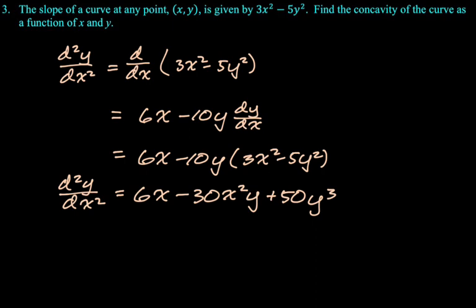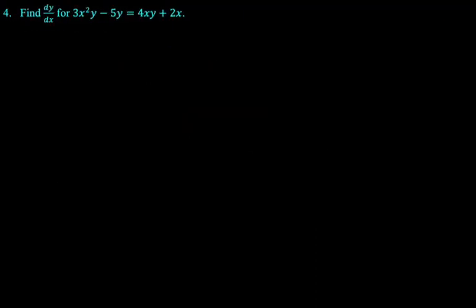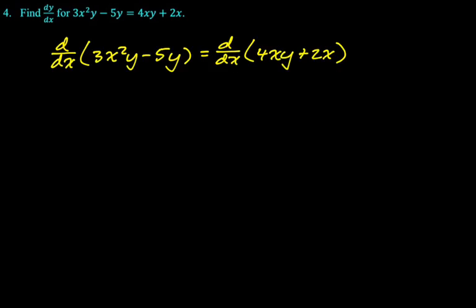All right. Next up, find dy dx for, so this is another implicit problem, 3x squared y minus 5y equals 4xy plus 2x. So we're going to need a couple of product rules, right? We'll use a product rule on 3x squared y. We'll use a product rule on 4xy. So I'm going to take the derivative with respect to x of both sides, which just looks like this.